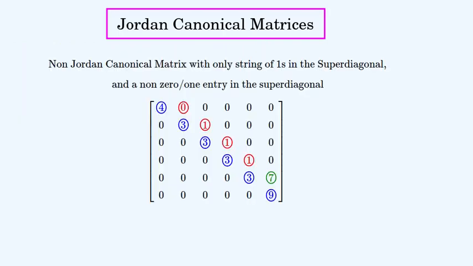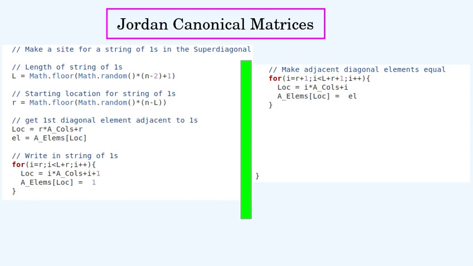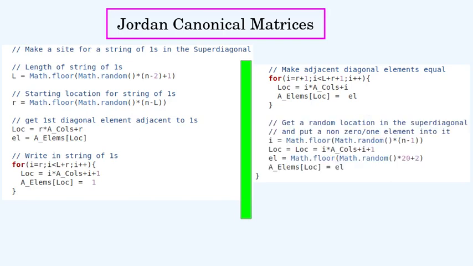Now we'll create a non-Jordan matrix with a non-zero 1 element in the superdiagonal and coloured in green. Now we'll create this matrix that's nearly in Jordan canonical form, but that has a non-zero 1 value in the superdiagonal. We'll start off by making a diagonal matrix. Then we'll make a Jordan canonical matrix with a string of ones in the superdiagonal. Then we'll insert a non-zero 1 element into the superdiagonal, thus preventing it from being a Jordan canonical matrix.